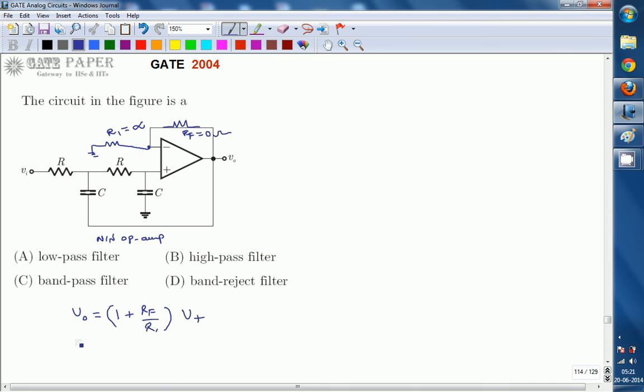From this equation you can write V0 = (1 + 0/infinity) V+, and 0 divided by infinity is treated as 0 itself. So we can write V0 = V+. The output voltage is the voltage present at the non-inverting terminal. So V0 = V+, which implies it acts as a buffer. A buffer means the output voltage is the same as the input voltage, but with more driving capability. So now it is acting as a buffer.